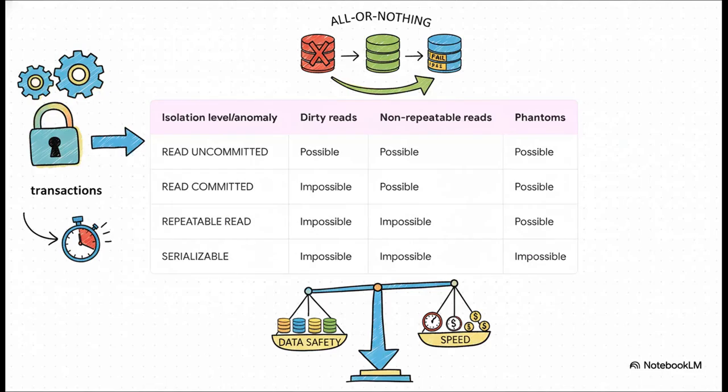So, how do these different levels protect you? This table lays it all out. At the very bottom, read uncommitted is the Wild West. All 3 anomalies can happen. You move up to read committed, and you're now safe from dirty reads. Go up again to repeatable read, and you've blocked non-repeatable reads too. But it's only when you get to the very top, to serializable, that you're finally protected from everything.